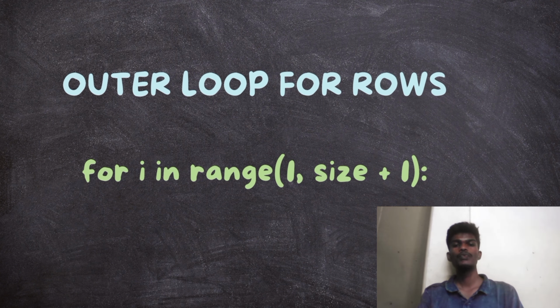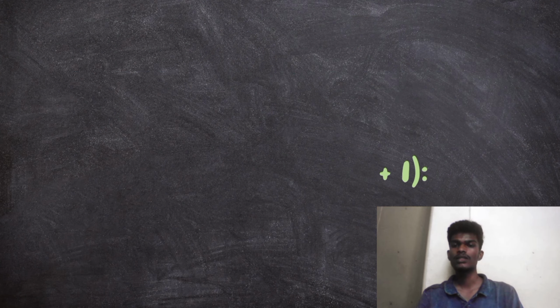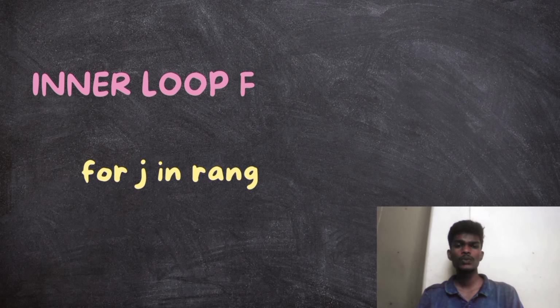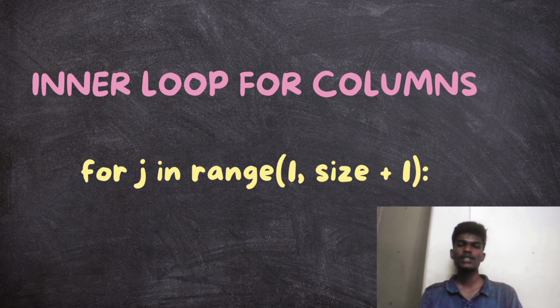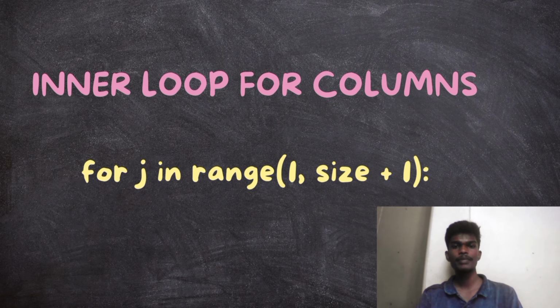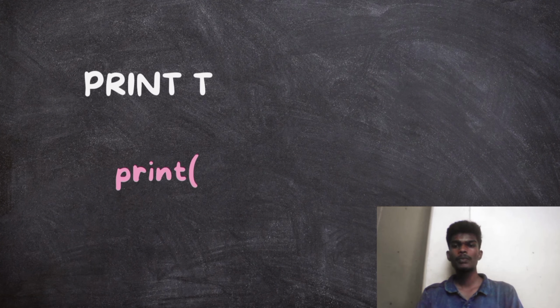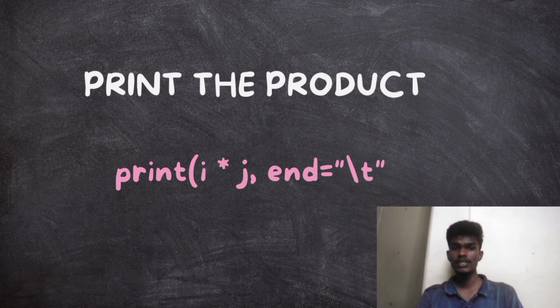Inside the outer loop, we also have another loop, known as the inner loop. This loop iterates over each column in the current row. The variable j also ranges from 1 to 5, representing the columns. Now here's where the magic happens. We calculate the product of i and j, the current row and column numbers. We then print the product, followed by a tab character. This keeps the numbers neatly aligned in the column.